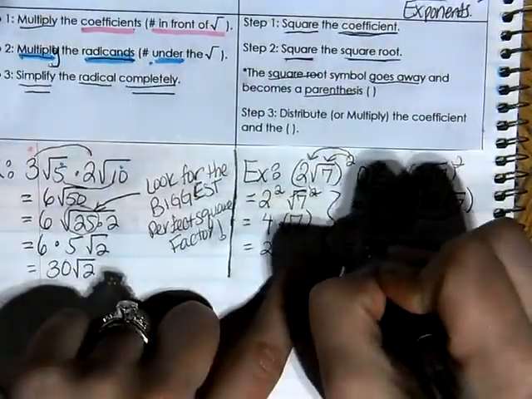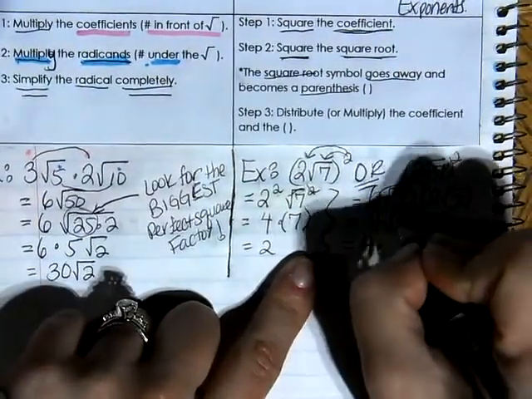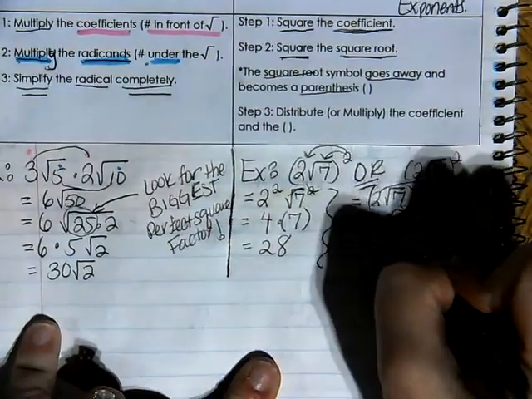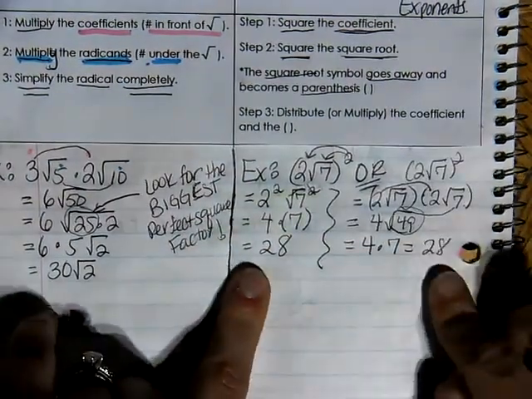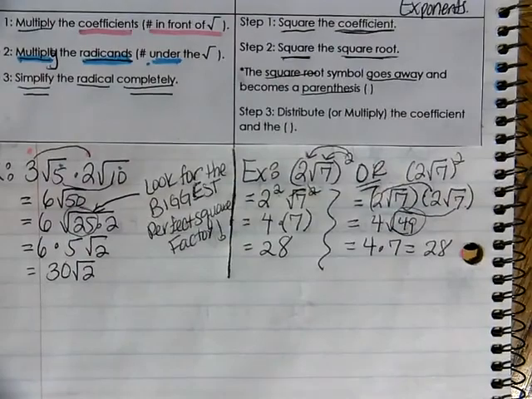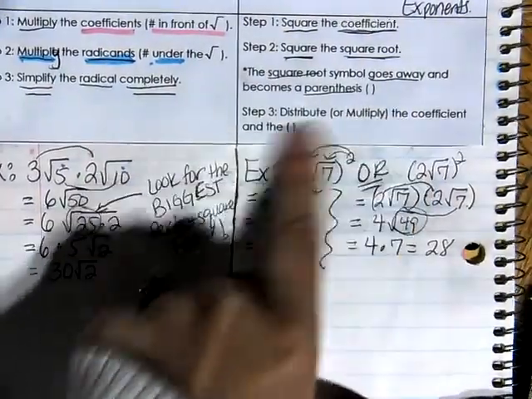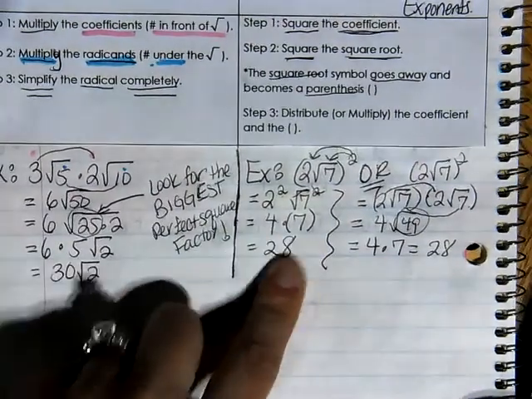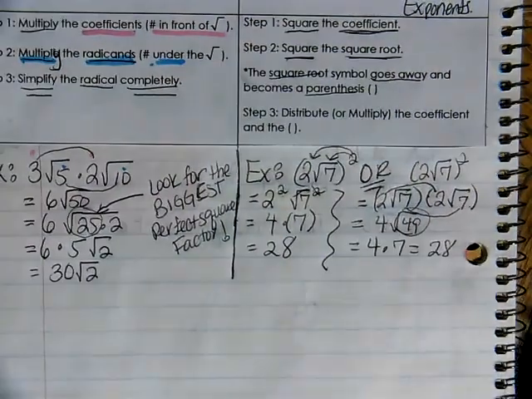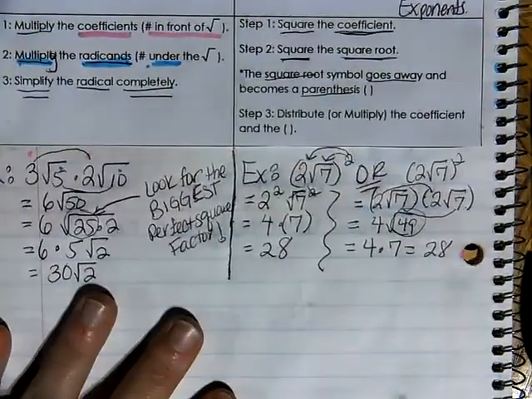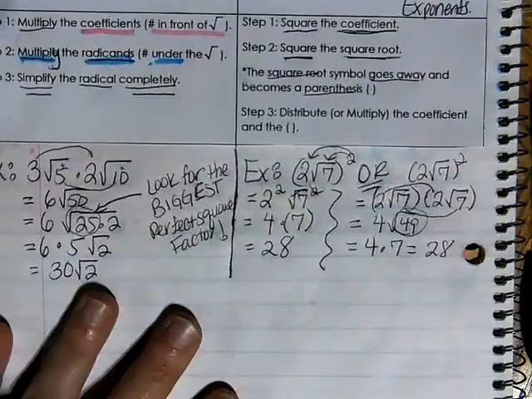So this is 4 times the square root of 49, which is 7, and that is still going to be 28. Both ways will get you the answer of 28. So step 3 is to distribute or multiply the coefficient and the parenthesis, which is how we were able to get our 28. So whenever you're raising to a power, I would just recommend distributing the square, but it just depends on what works for you.